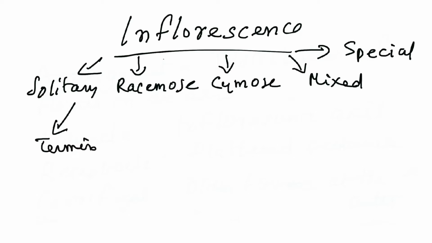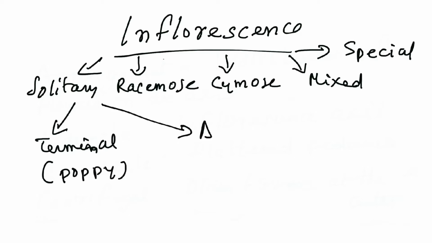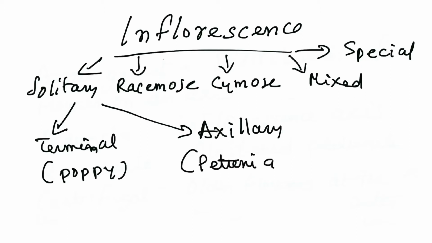Solitary is further divided into terminal, a good example of which is poppy, and another subdivision of solitary is axillary, a good example of which is petunia and shoe flower. Now the term itself indicates what we are dealing with. Terminal means at the tip, axillary means from the axil. So flowers developing from the axil and flowers developing from the tip.